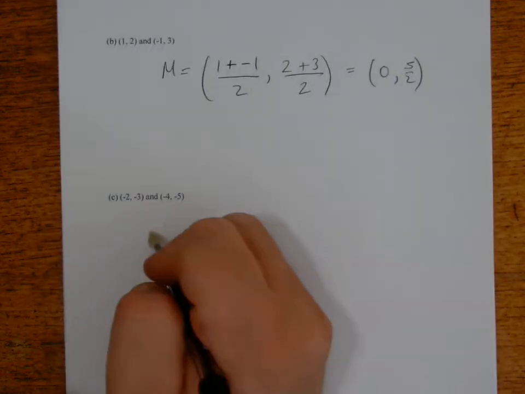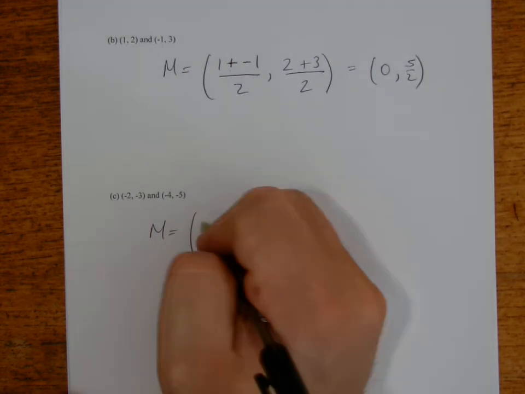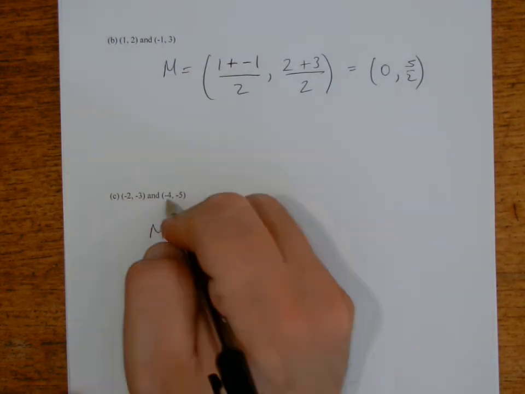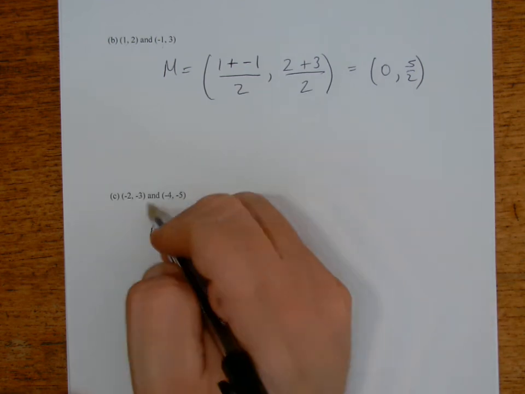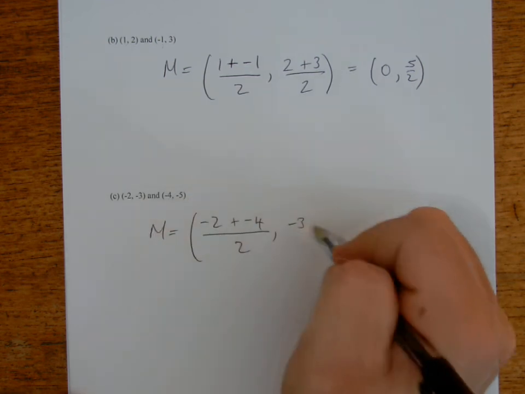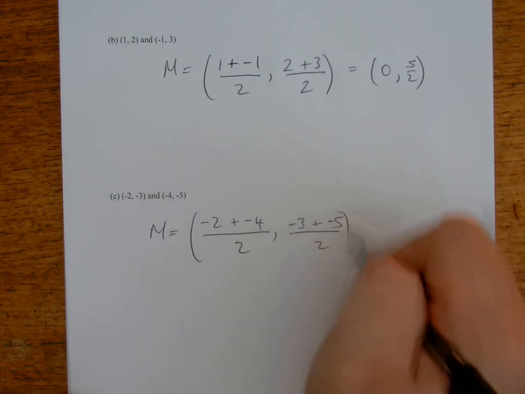Finally then, we've got x1 here, minus 2. Add then x2, which is minus 4, all over 2. And then my y1 then is minus 3. Add then my y2, which is minus 5, all over 2.